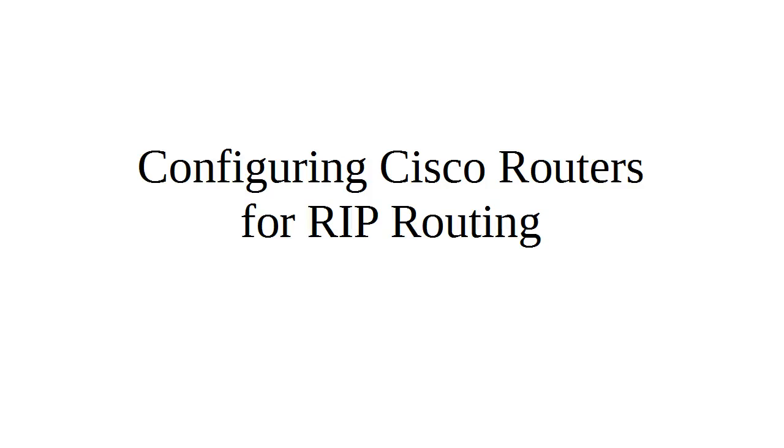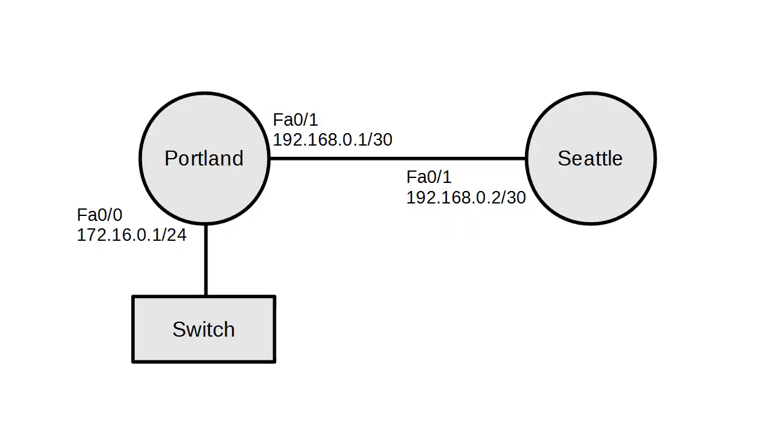I'm going to show you how to configure Cisco routers for RIP routing. RIP is the Routing Information Protocol. It allows you to share routes and be able to find each other. All right. So I have a setup right here.